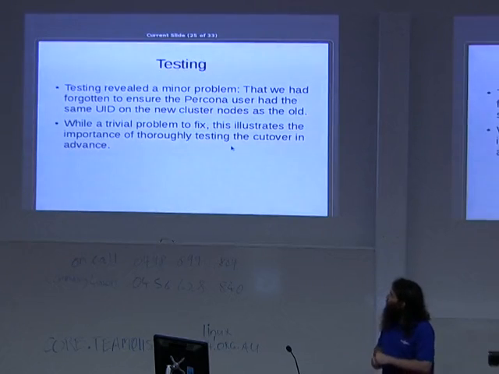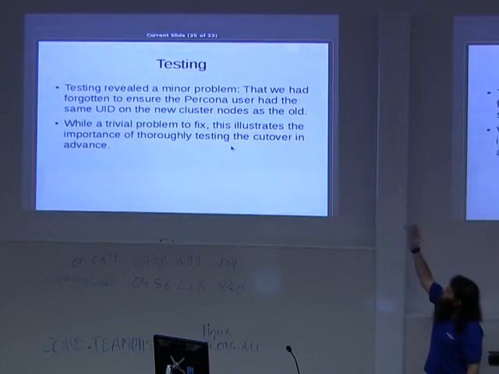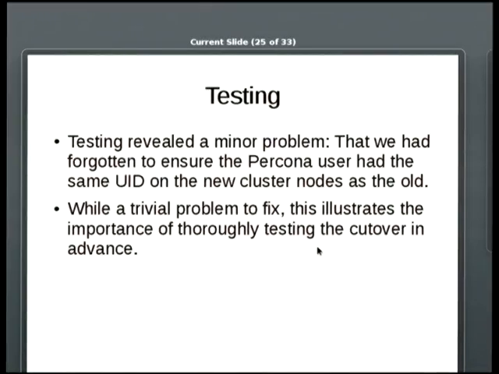So we did come across a minor problem when testing, that we hadn't given the Percona user the same UID on both nodes, so of course it didn't own its own files and couldn't start up. That's normally not worth mentioning, but I've given this its own slide because it illustrates the importance of testing this before cutting over. If you did the cutover and just thought everything's going to be fine because I have a consistent data set, then it would take you the same length of time to track down and fix this problem, but you'd be doing it while Percona was down. So testing is quite important.